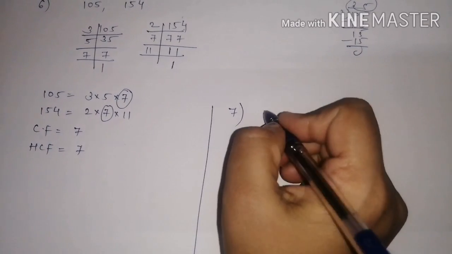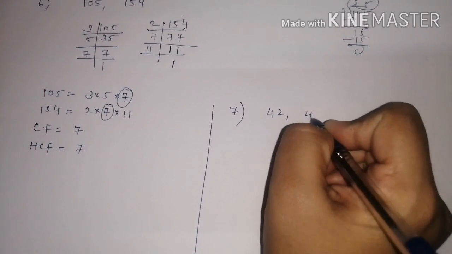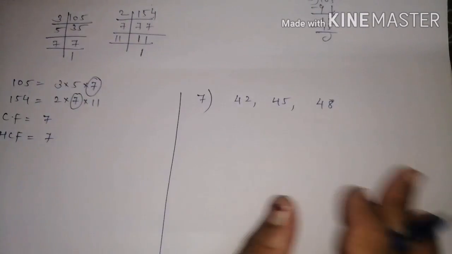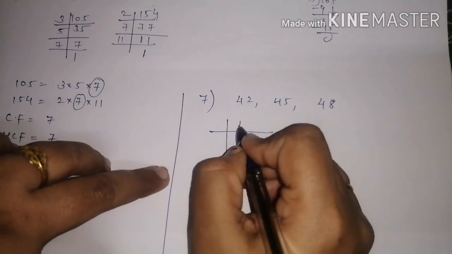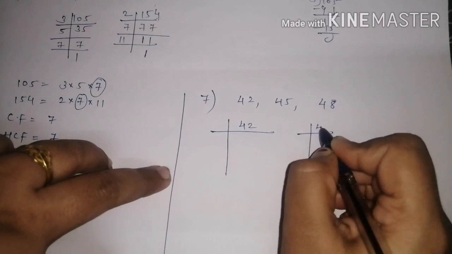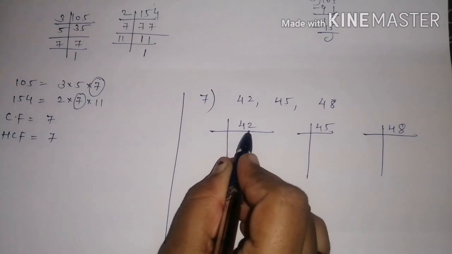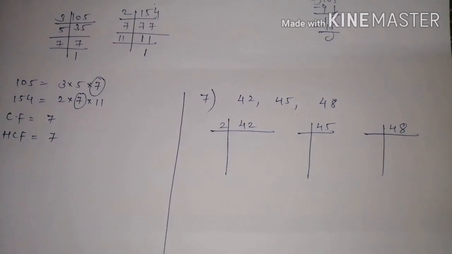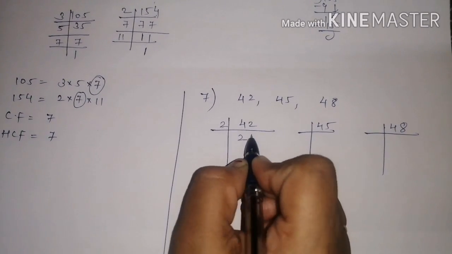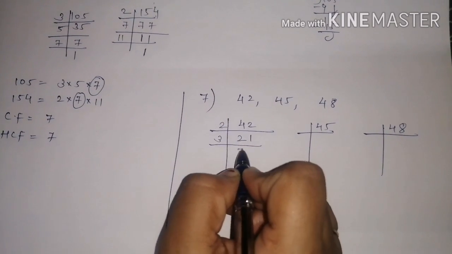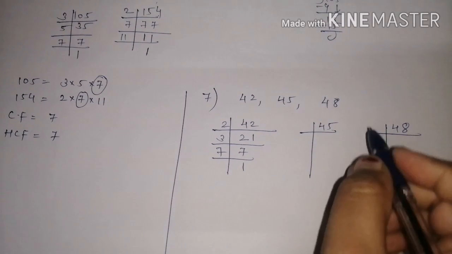Seventh sum is 42, 45 and 48. These are the 3 numbers. So let's find out factors 1 by 1. 42, then 45, then 48. Units place it is 2. It will get divided by 2, children. 2 2s are 4, 2 1s are 2. 21 comes in the table of 3. 3 7s are 21, 7 1s are 7.